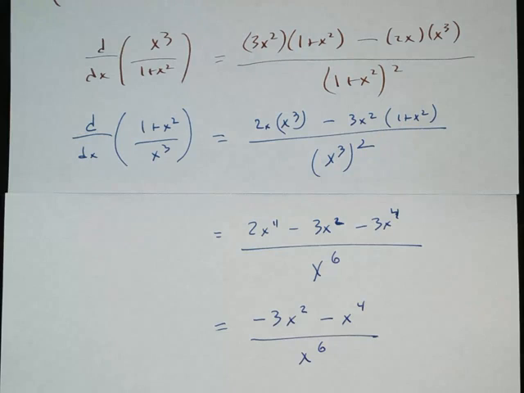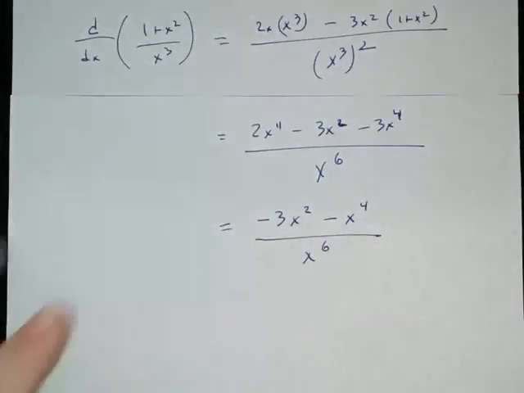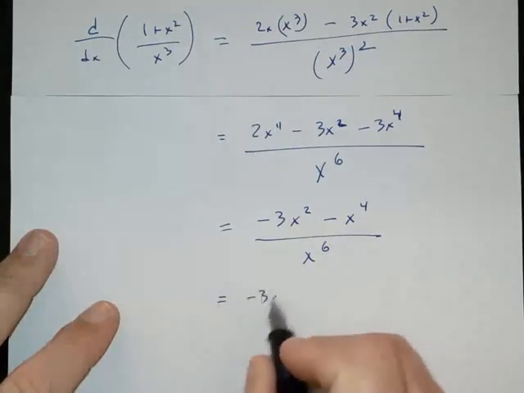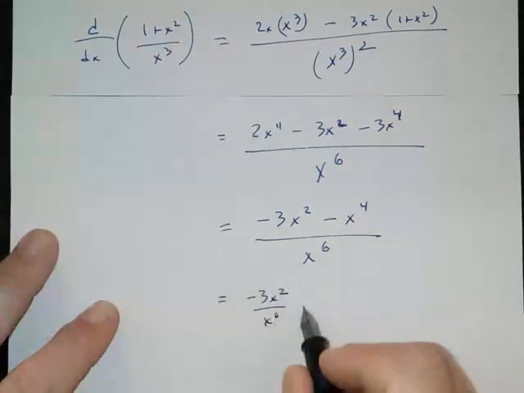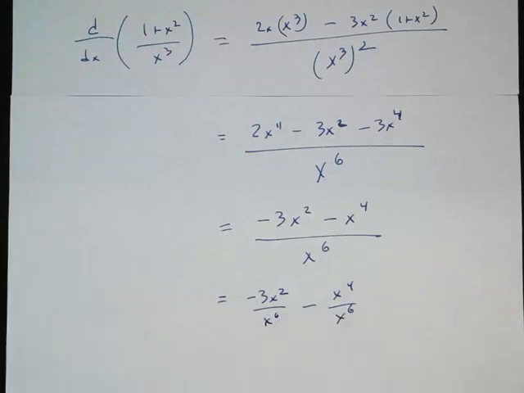And now I'm going to split this up into two separate pieces. Minus 3x squared over x to the sixth, minus x to the fourth over x to the sixth. I'm dividing things that have the same base. What do I do with the powers? When I have the two of them, what do I do with the powers? I keep the same base.